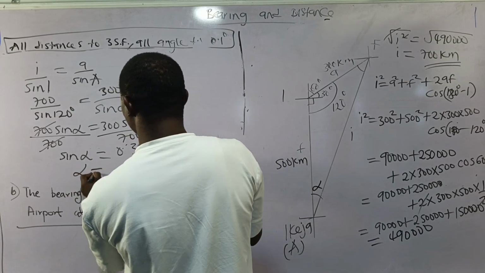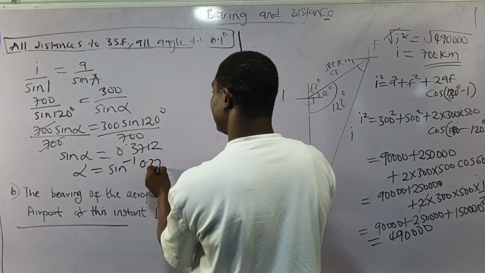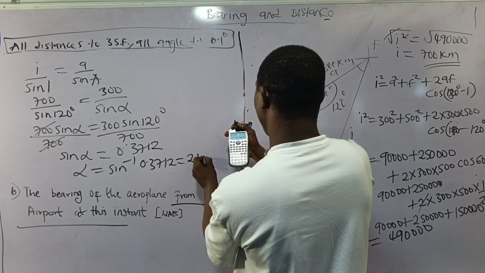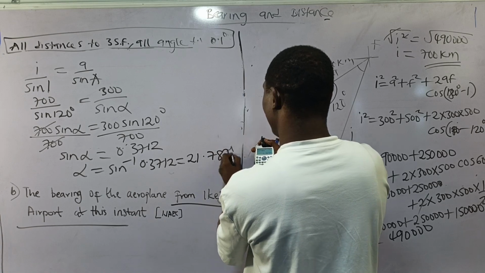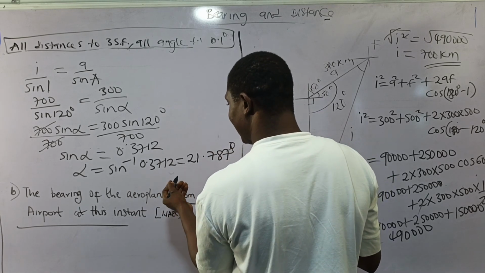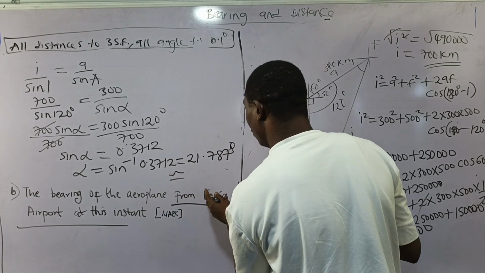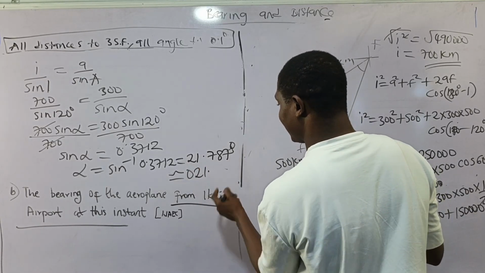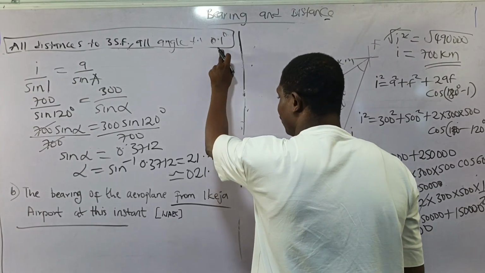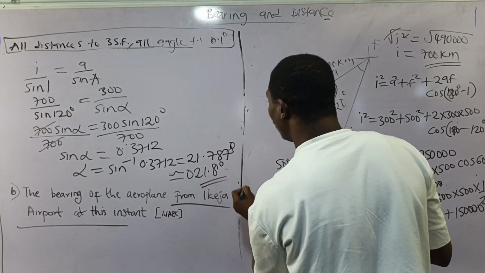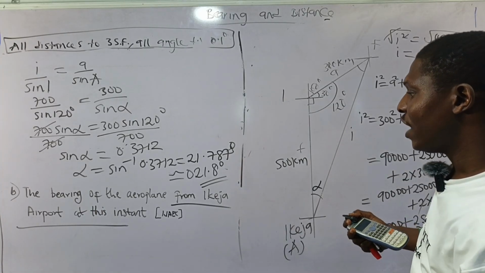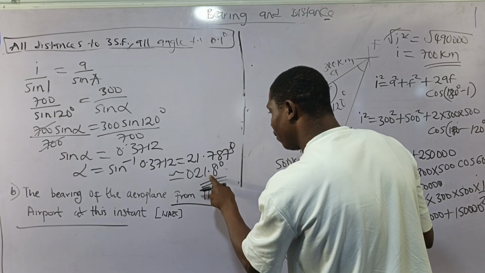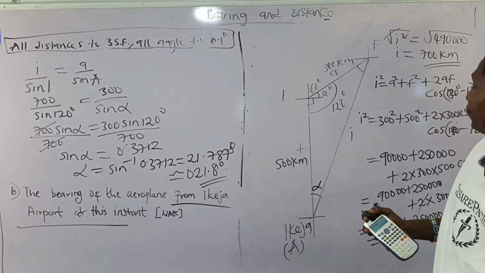I'll have 0.371112, and alpha will be equal to sine inverse of 0.3712, which gives me, on the calculator, 21.787 degrees. We are asked for the bearing. So the bearing is equal to 021, to make it three figures first, and they said to one decimal place for the angle, so here becomes 8 degrees. So the bearing of the aeroplane from Ikeja Airport at the instant is 021.8 degrees. Thank you.